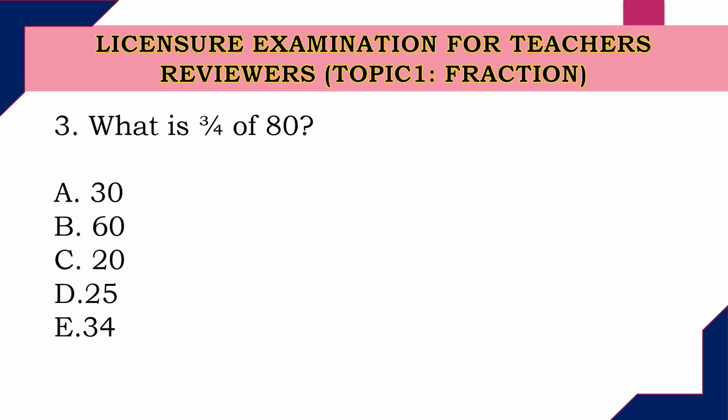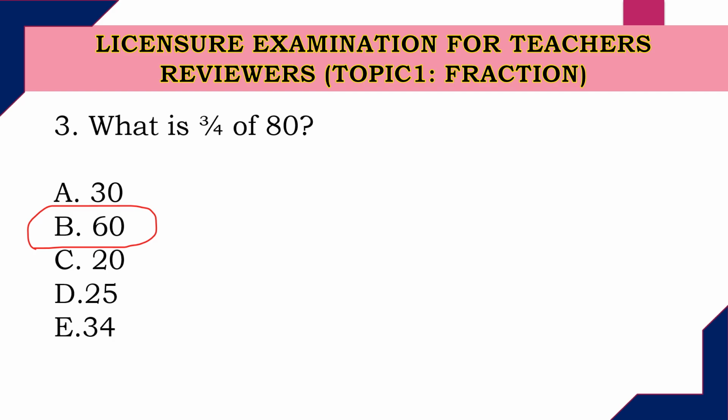Question number 3. What is 3/4 of 80? A. 30, B. 60, C. 20, D. 25, E. 34. What do you think is the answer? If you answer letter B, then you are correct because 60 is the 3/4 of 80.